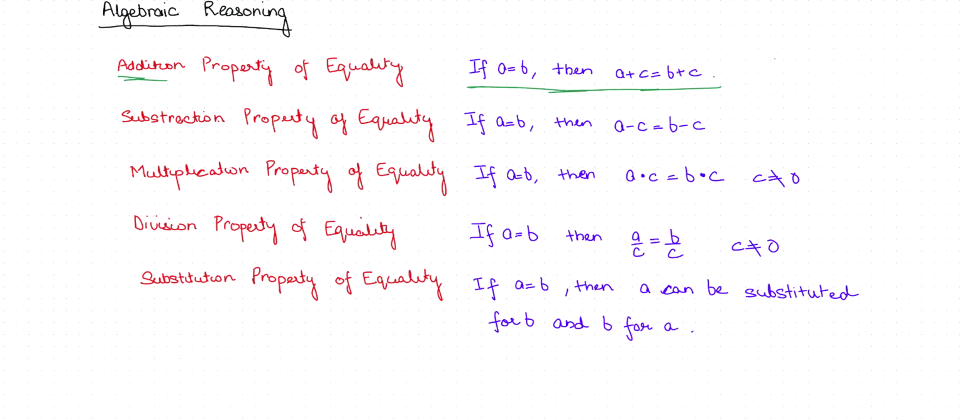So division property of equality is if A is equal to B, then A by C is equal to B by C, and C is not equal to 0. If C is equal to 0, we know anything divided by 0 is undefined. And substitution property of equality, if A is equal to B, then A can be substituted for B and B can be substituted for A. We'll do some other properties of equality and then we'll do the problems that will make our concepts more clear.